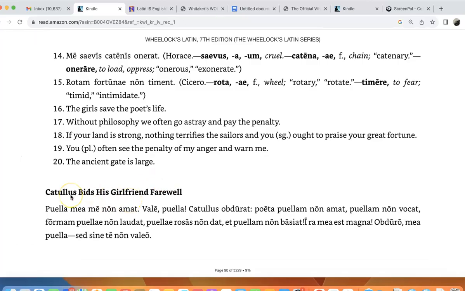All right, let's end with Catullus bids his girlfriend farewell. Now, Catullus, major writer of love poetry. This is the locus classicus of she loves me, she loves me not. Let us read.